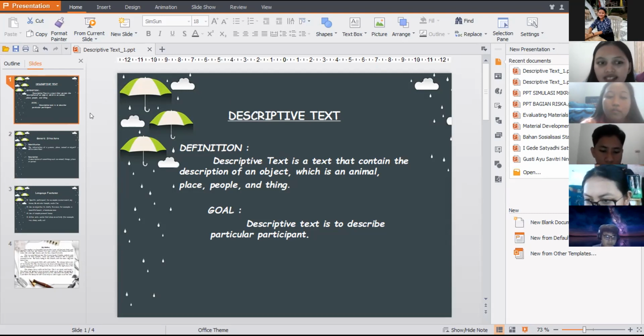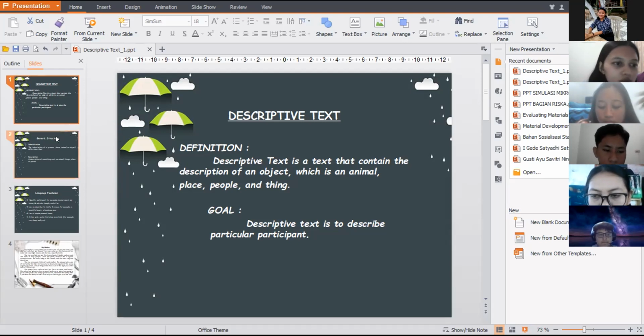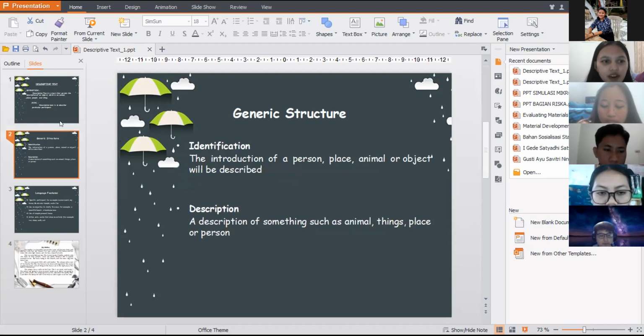How about Dimas? Yes, we are going to make about a place, actually. All right. Right now, we are a bit confused about the general structure, miss. Oh, general structure. Maybe you mean the generic structure, right? Yes, miss. All right. I will explain the generic structure again.